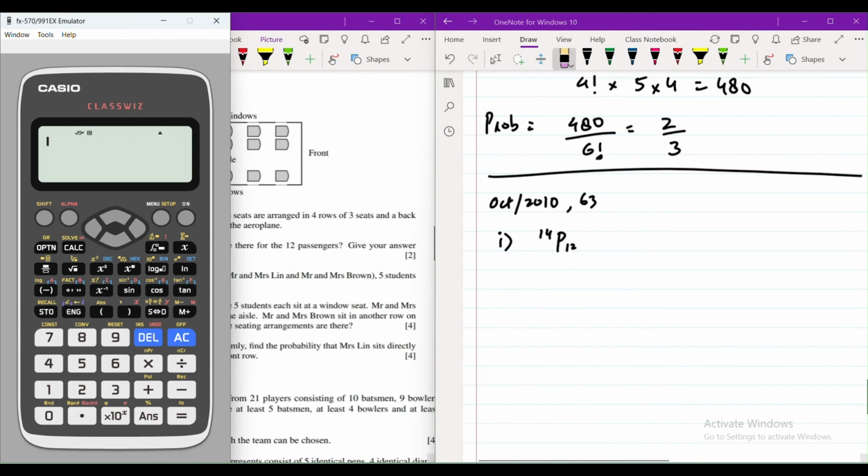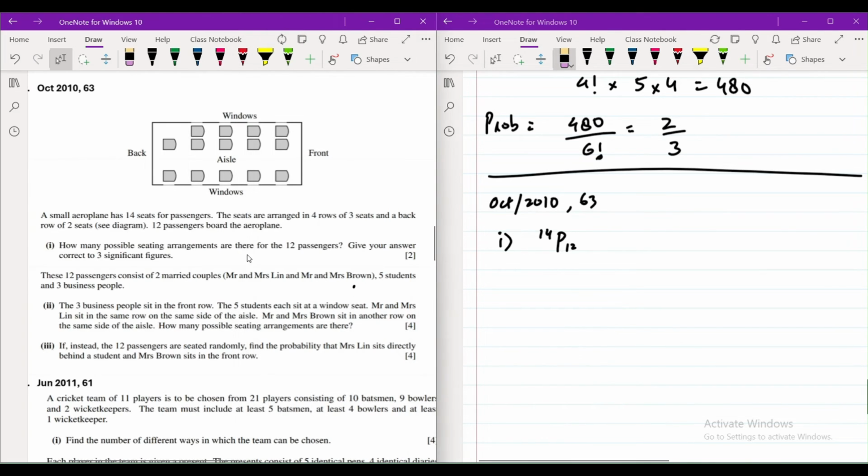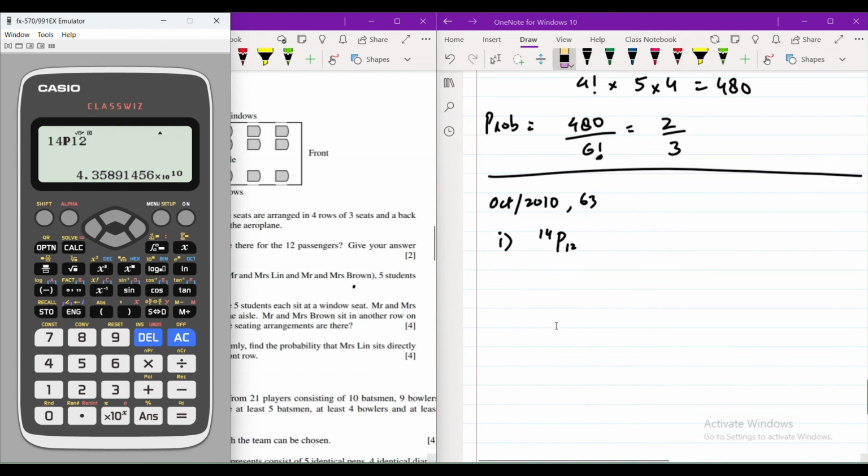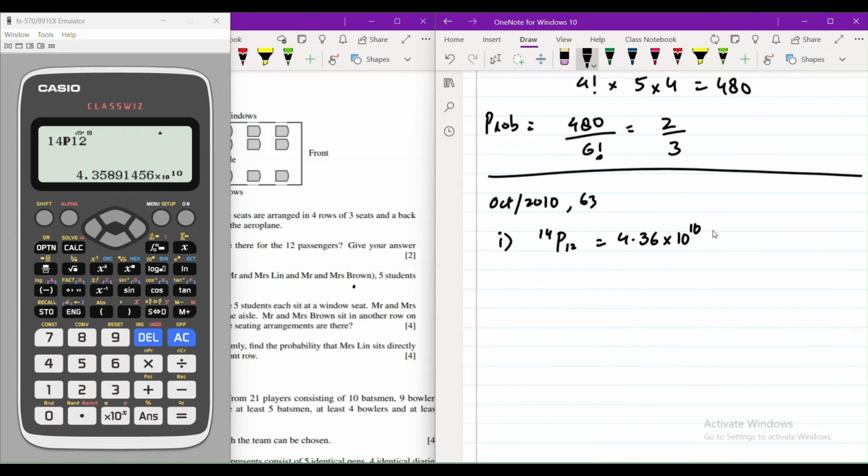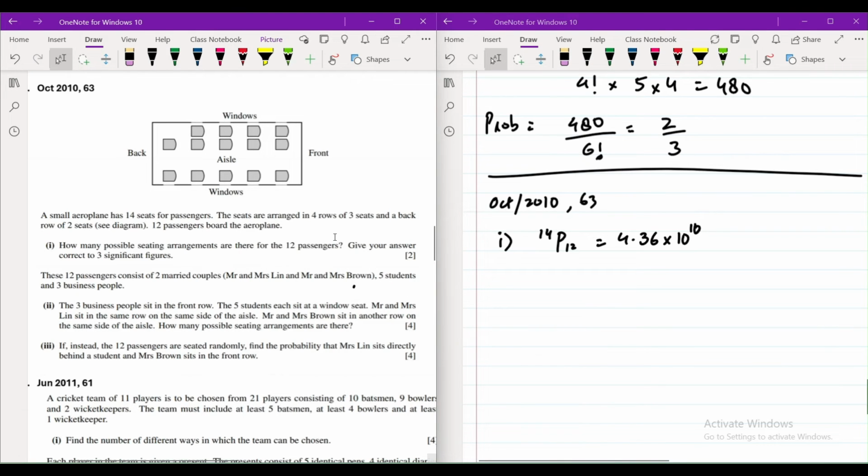14p12. So we need to give our answer correct to 3 significant figures. So this is going to be equal to 4.36 times 10 raised to power 10.